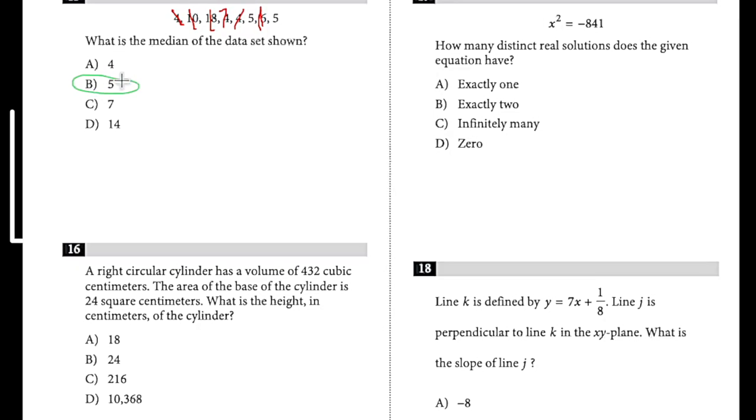What is the median? The median is the middle number. So what we can do is we can start crossing off from the biggest and the smallest. The biggest is 18, goodbye. Smallest is 4. New biggest is 10, goodbye. Smallest is still 4. The new biggest is 6. The smallest is still 4. And then we have 2 numbers left. We take the average. The average of 5 and 5 is 5. So our answer is 5.